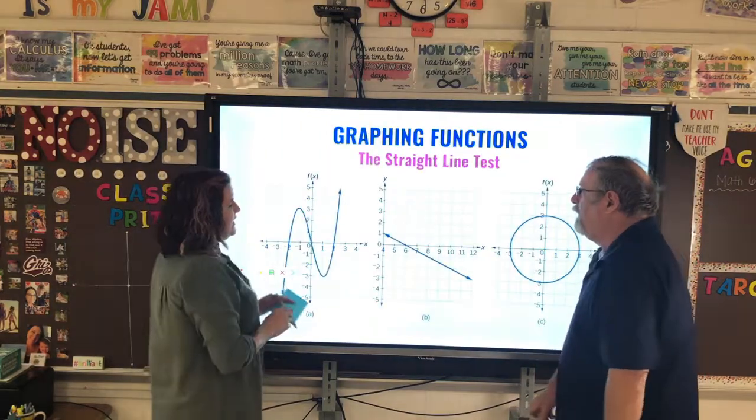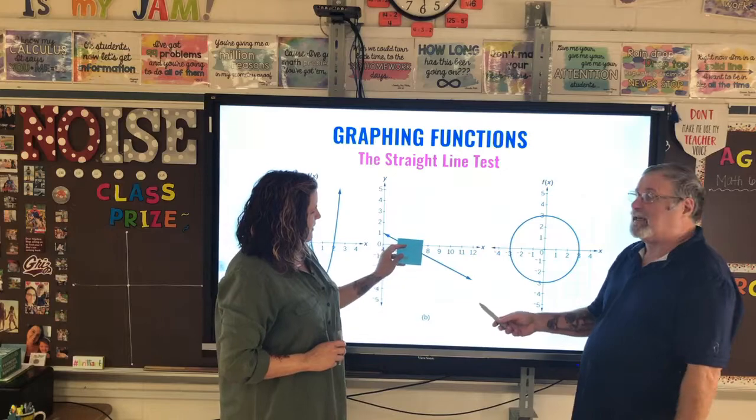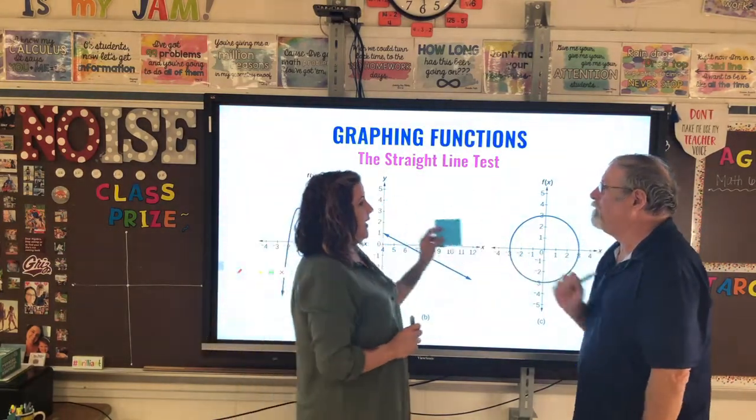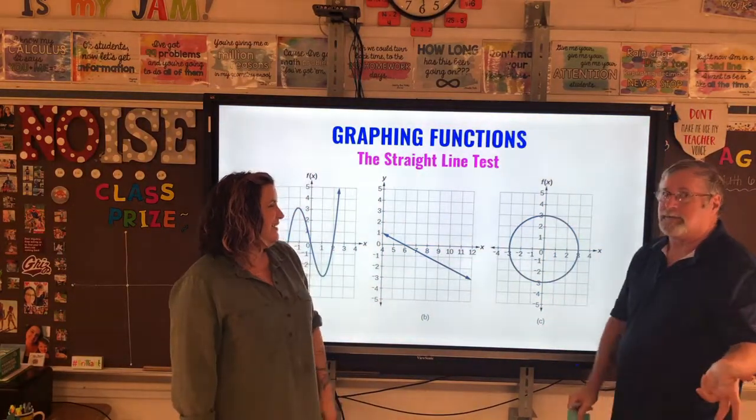So just like this one, this diagonal line is probably the easiest one to see it on, because it's a nice straight line. It passes the straight line test. But this one is not, right?